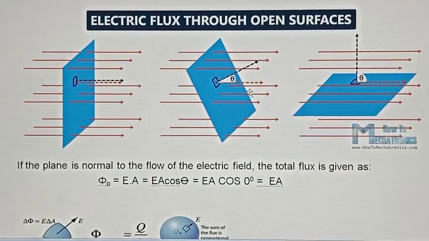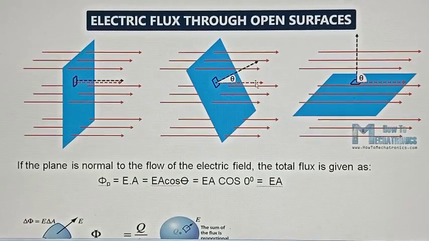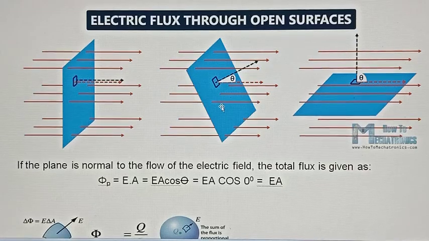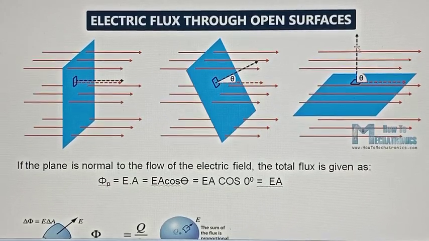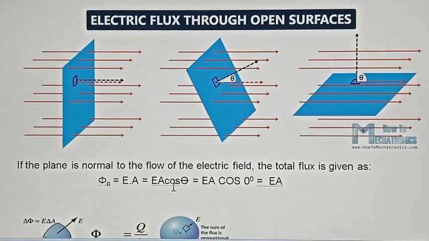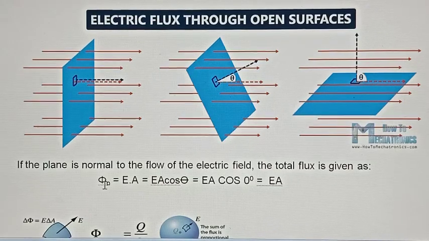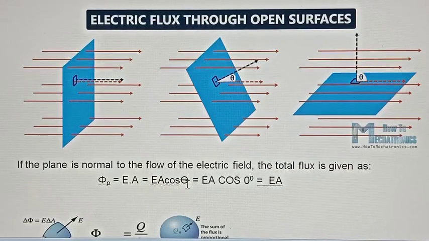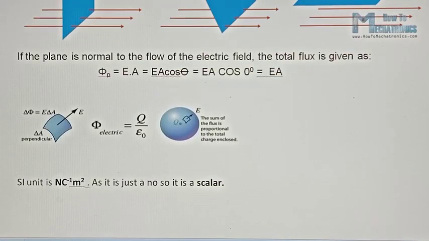Similarly, for the second surface also, if you know the angle theta, that is the angle between the area vector and the electric field direction, you can calculate the flux linked with the second surface. Similarly, if you see for the third surface, the angle between the electric field vector and the area vector is 90°. So flux linked with the surface is 0, because if you use this expression for flux, phi is equal to EA cos 90, so it is 0. That means the flux linked with the third surface is 0.